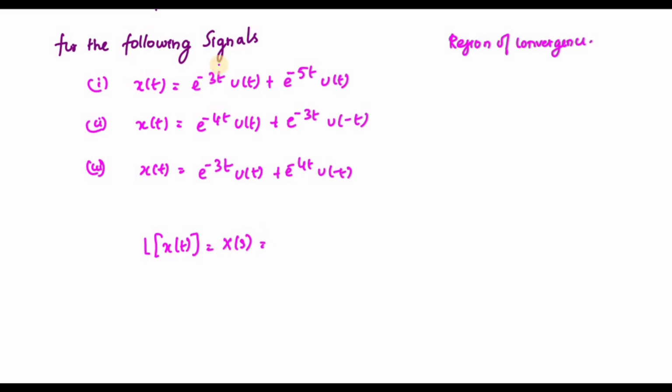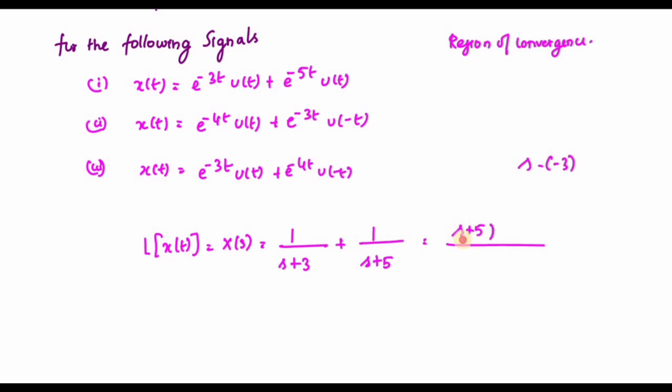So you know the formula, right? The Laplace transform of e^(-3t) is 1 divided by s plus 3. So s plus 3 I can write as s minus of minus 3, right? So this minus 3 is here, right? Plus likewise I can write the next one as 1 divided by s plus 5.